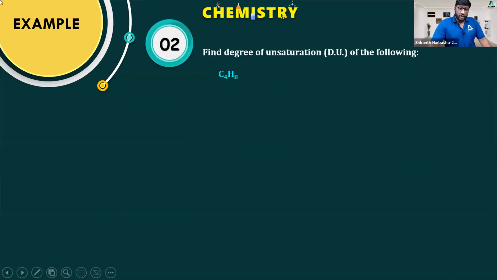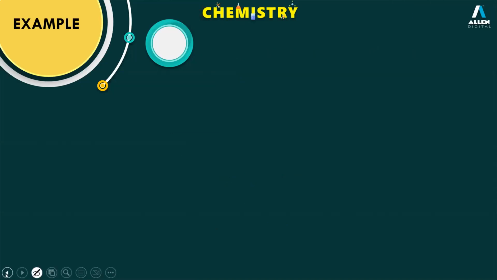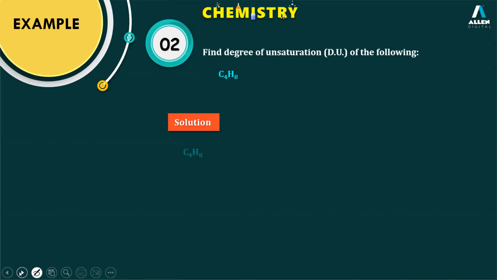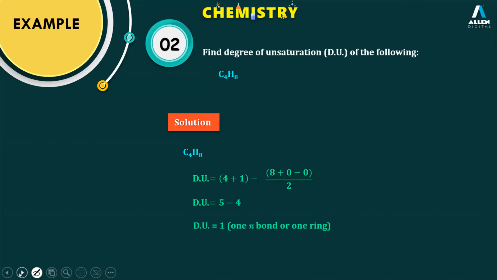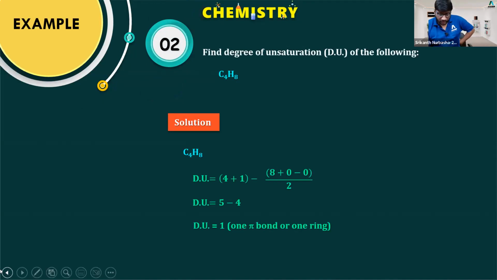Find the degree of unsaturation of the following compounds. You try to figure out. I have 4 examples actually. These 4 examples I'll give you as homework. C4H8. You can find out how much is the answer. 1, right? That means C4H8 means you can have a compound like cyclobutane or 1-butene. Yes or no? Cyclobutane or 1-butene. The next 3 examples I'll give you as homework.